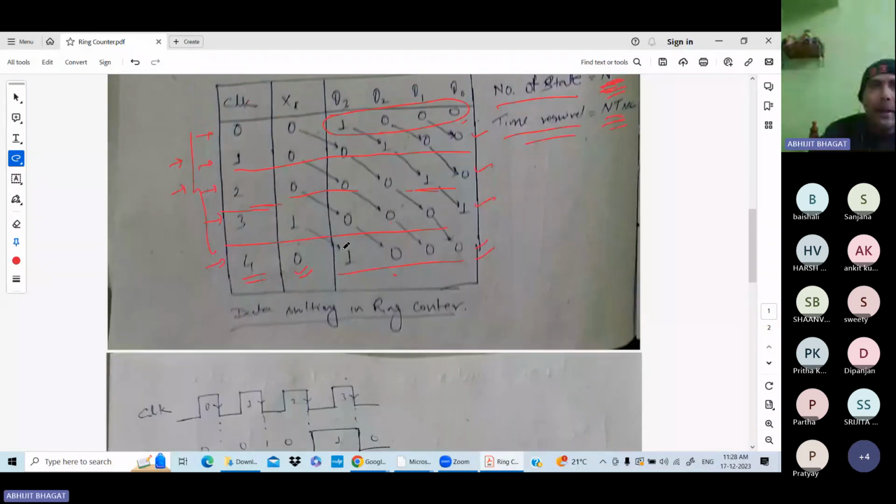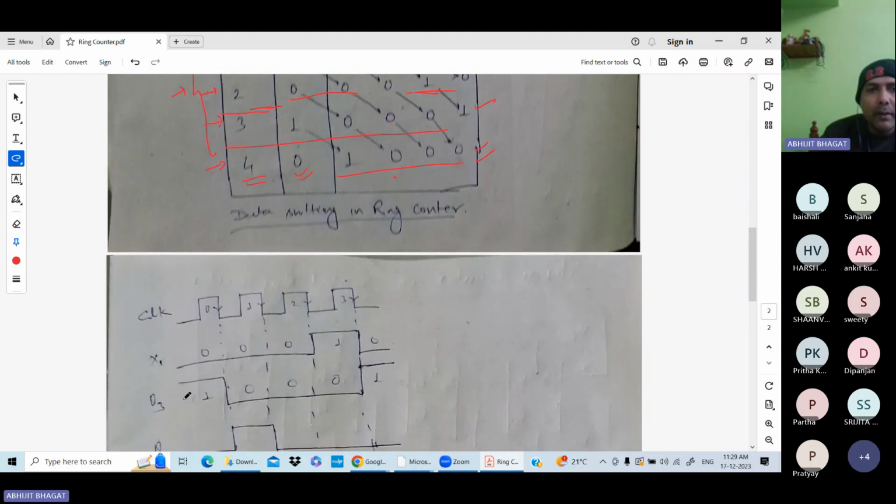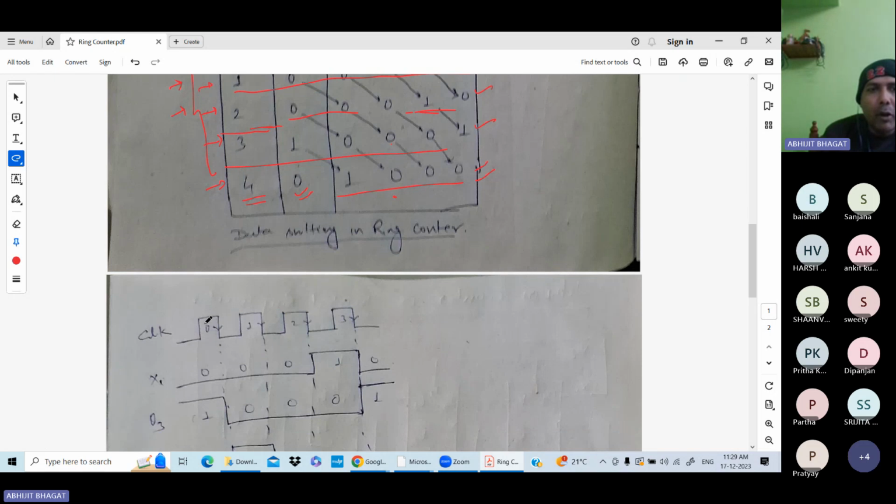Same for your Q3. Initially, at clock 0, it is 1. Next, at clock 1 it is 0, then clock 2 is 0, clock 3 is 0, clock 4 is 1. So your Q3 is initially, for clock 0, 1. Then for the first clock pulse it is 0, then 0, 0, and lastly at clock 4 it is again 1. Okay, so this is the drawing of the waveform.